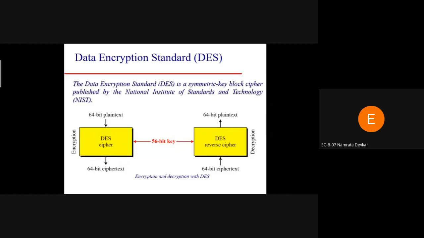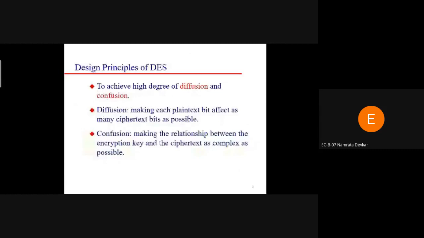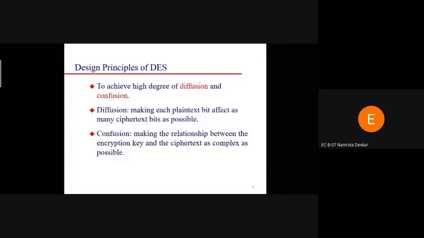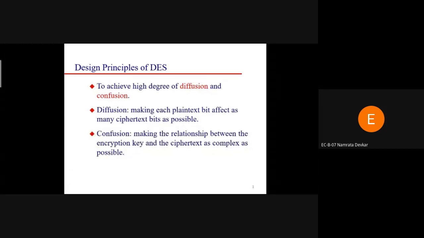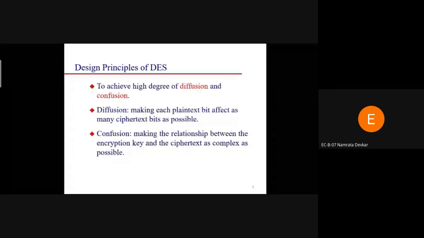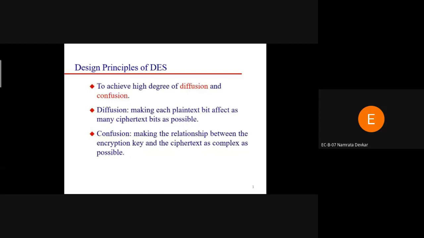Okay. So now, in order to design the Data Encryption Standard, we have to use two types of concepts, called diffusion and confusion. In the first lecture also we studied the concept of diffusion and confusion. So diffusion can hide the information between the plain text and ciphertext.